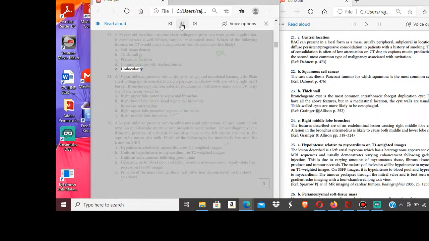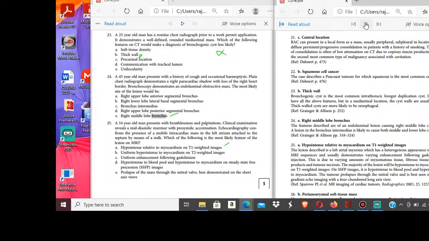24. A 45-year-old man presents with a history of cough and occasional hemoptysis. Plain chest radiograph demonstrates a right paracardiac shadow with loss of the right heart border. Bronchoscopy demonstrates an endoluminal obstructive mass. The most likely site of the lesion would be: A. Right upper lobe anterior segmental bronchus. B. Right lower lobe lateral basal segmental bronchus. C. Bronchus intermedius. D. Right upper lobe posterior segmental bronchus. E. Right middle lobe bronchus.